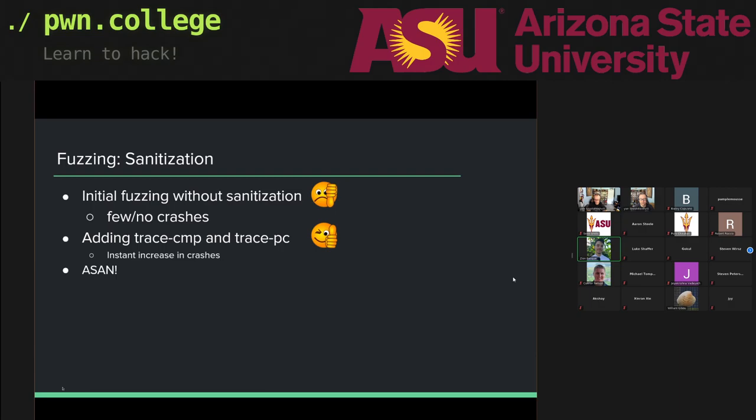Our initial fuzzing was without sanitization and we had almost no crashes. Then we added trace compare and trace PC, which is a type of instrumentation that tracks the program counter and comparisons. This resulted in a bunch of crashes right after. So use ASAN, use different sanitization methods. They work really well and it worked really well for us. After that, we had around 50, 60 crashes. We had 60 or so crashes on a Game Boy Advance emulator and it was pretty awesome.